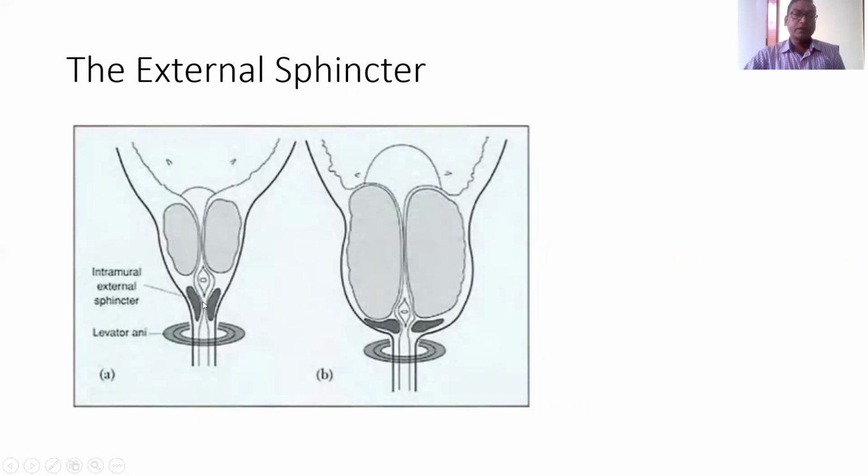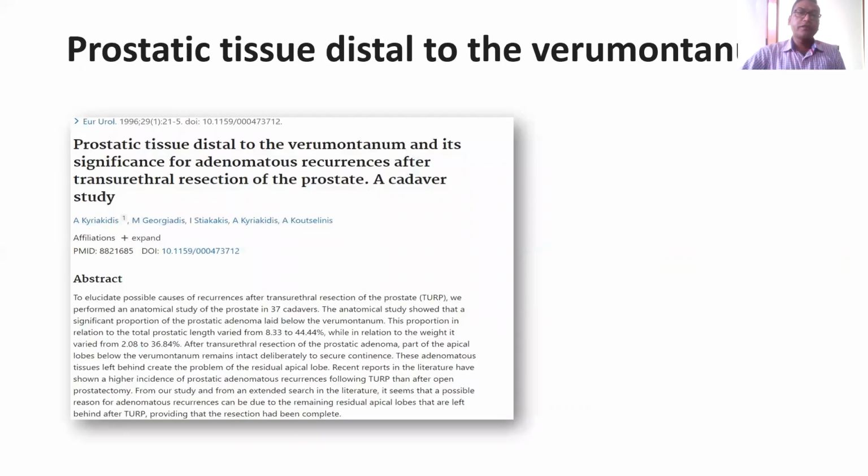It's a very simple depiction of what happens to the external sphincter in case it is enlarged. This is the normal position. When the lobes are too much enlarged, they are more horizontal, thin out, spread out, more likely to get injured during any procedure involving the prostate glands. A significant amount of prostatic tissue is left behind below the verumontanum.